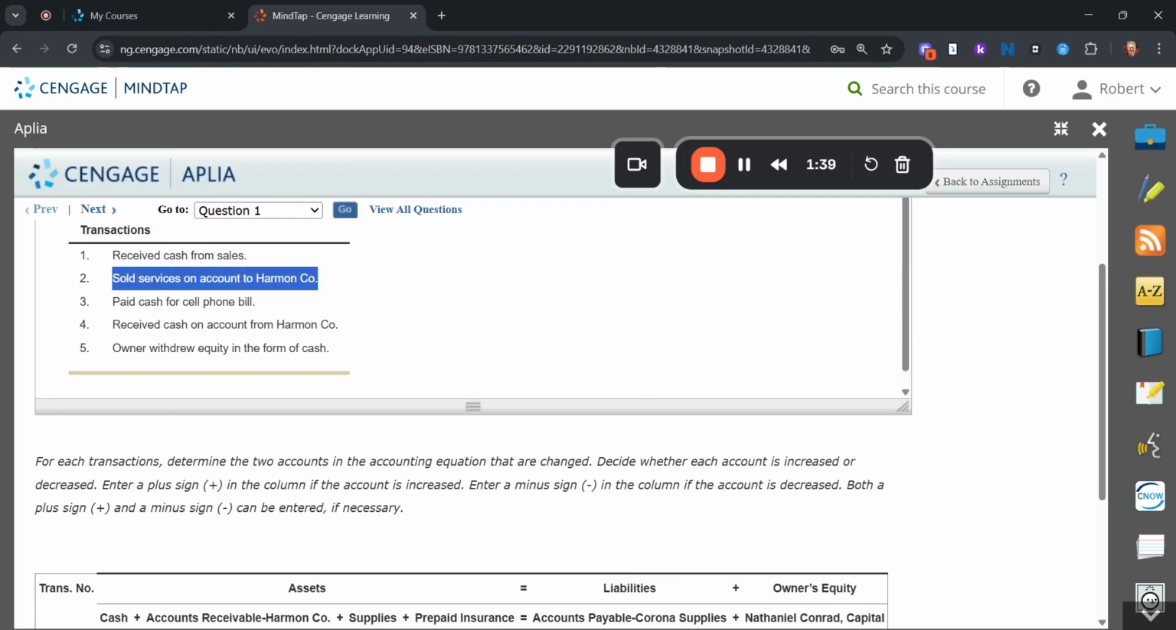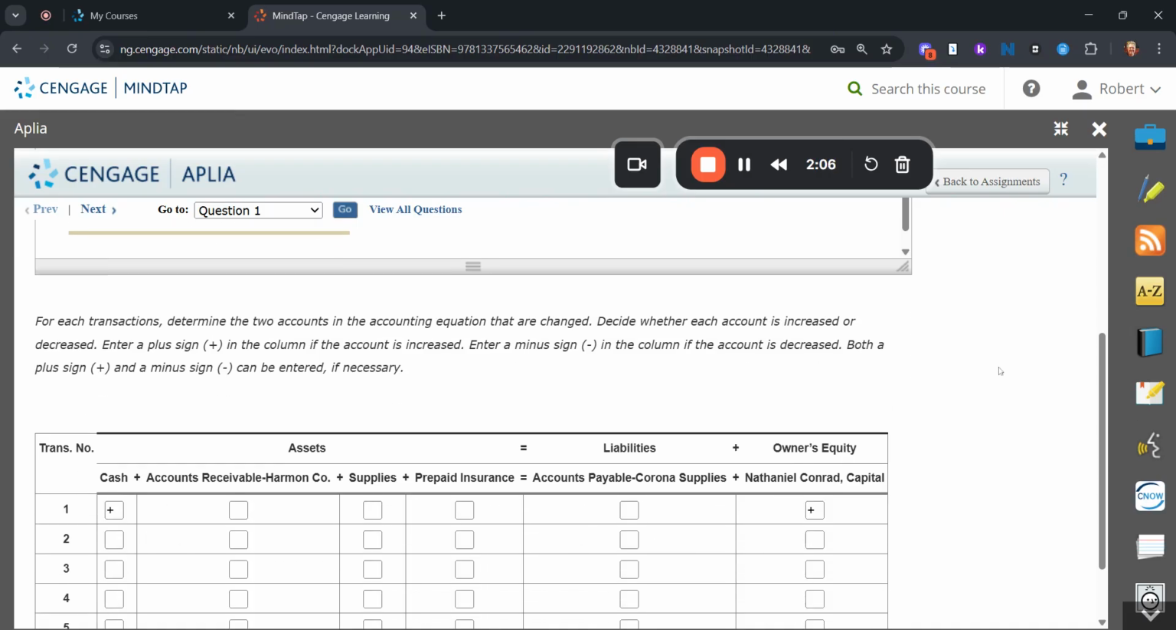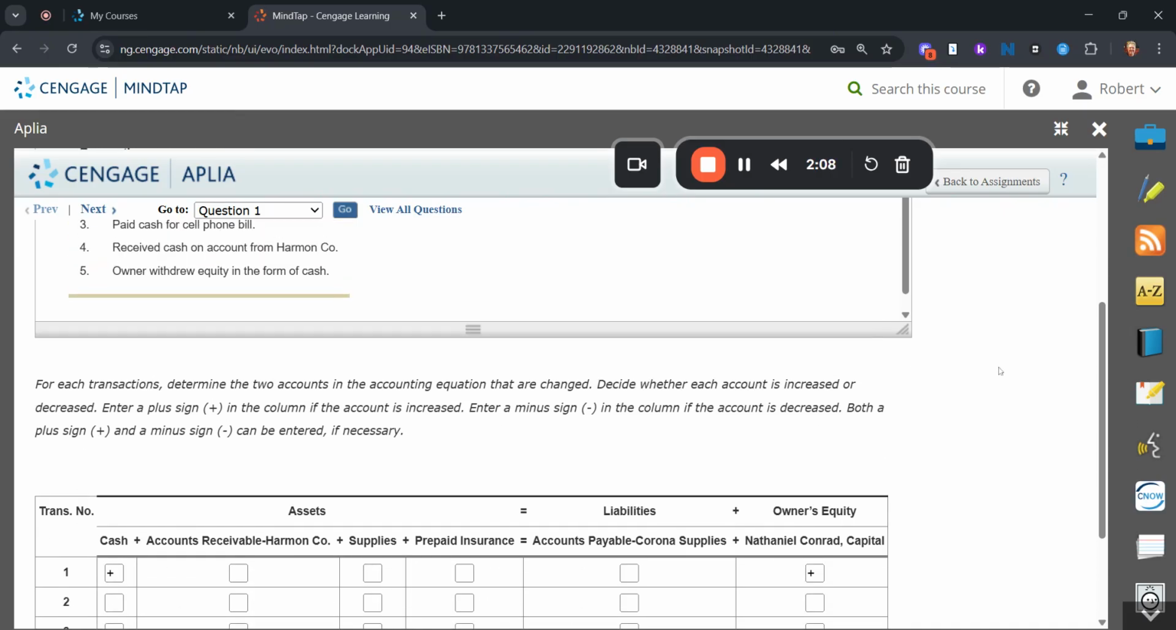And now we have our second one, sold services on account. So the business sold some services that are going to be paid back to the business at a later date by this Harmon company. So that's money that's to be received. So that's going to be called an accounts receivable. Any money that's due to be received goes under accounts receivable. So that's an AR account.